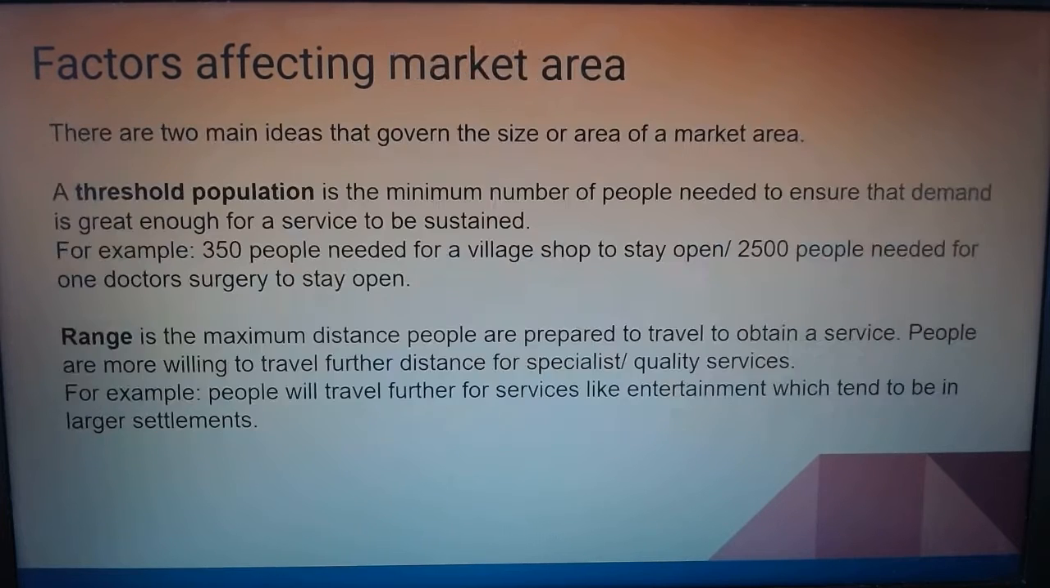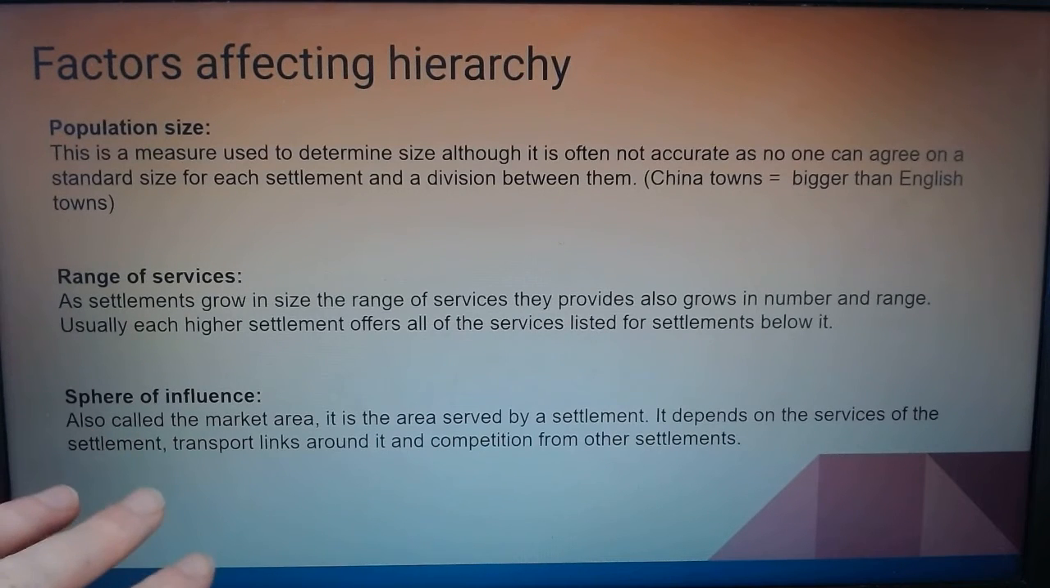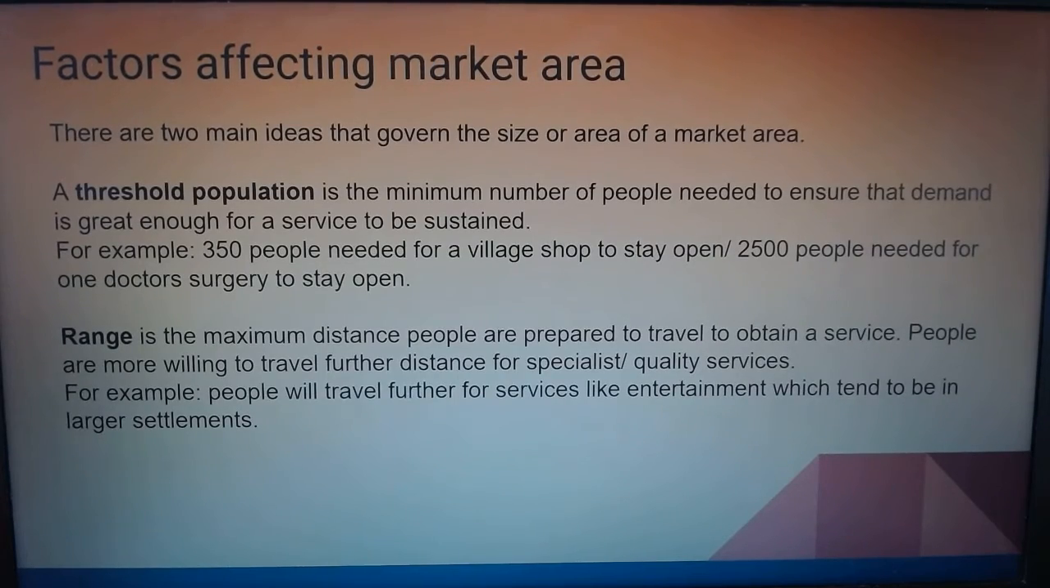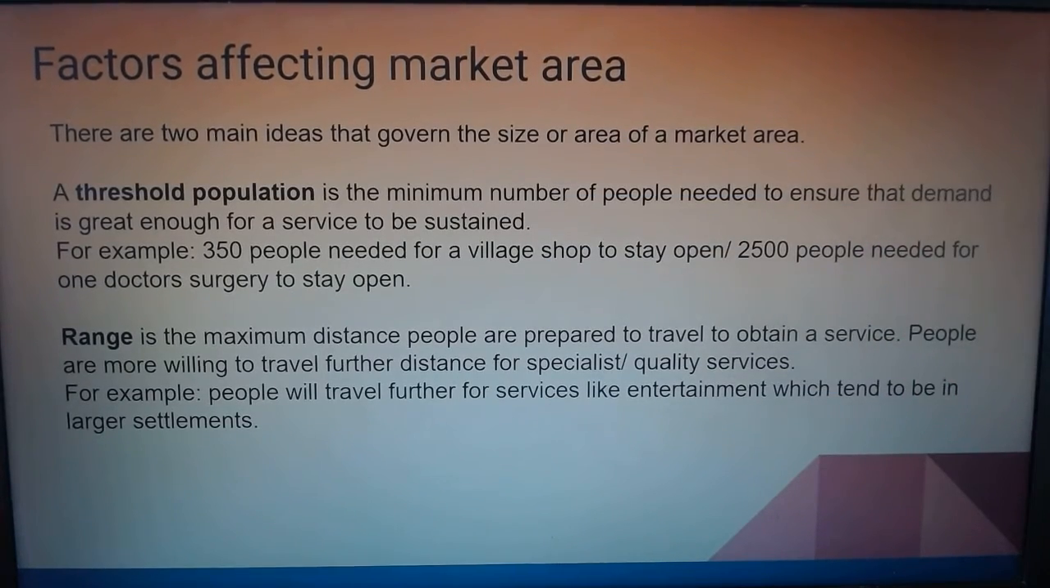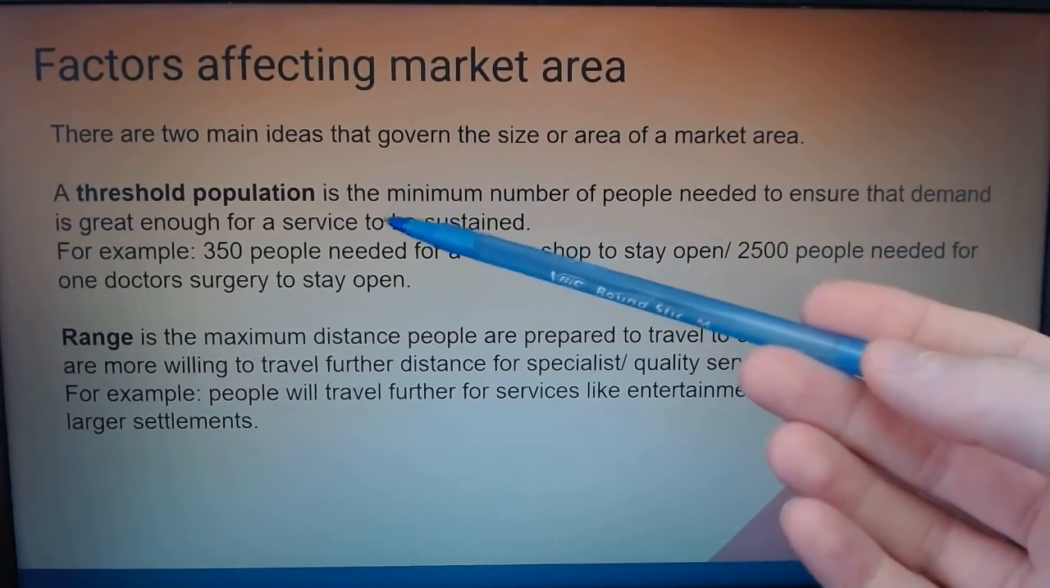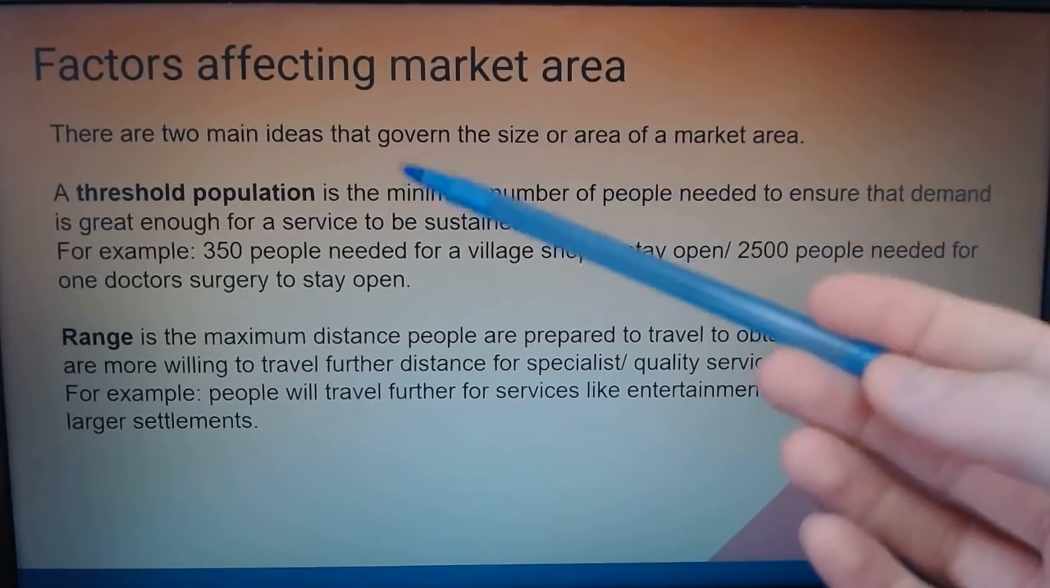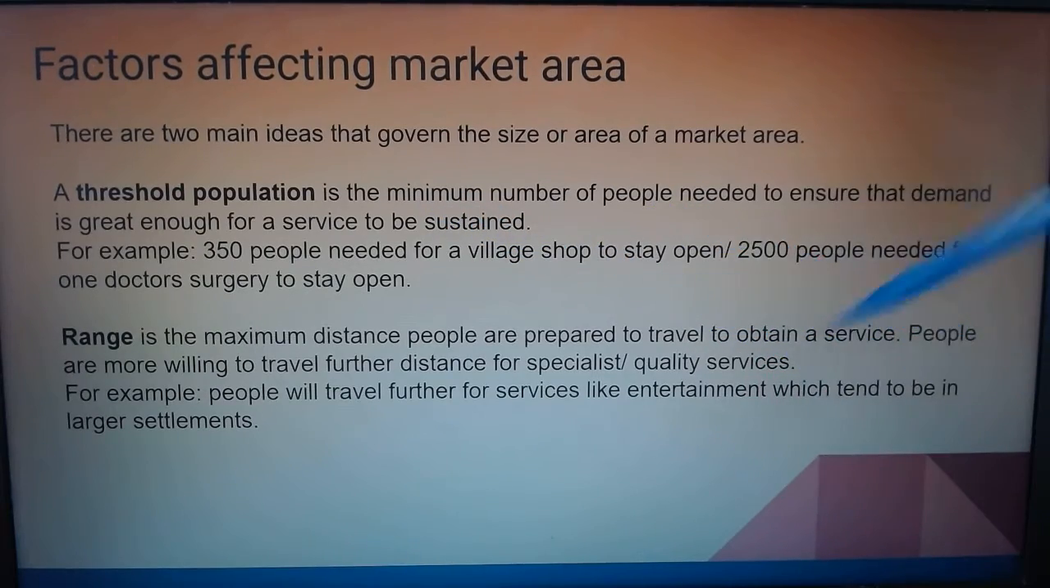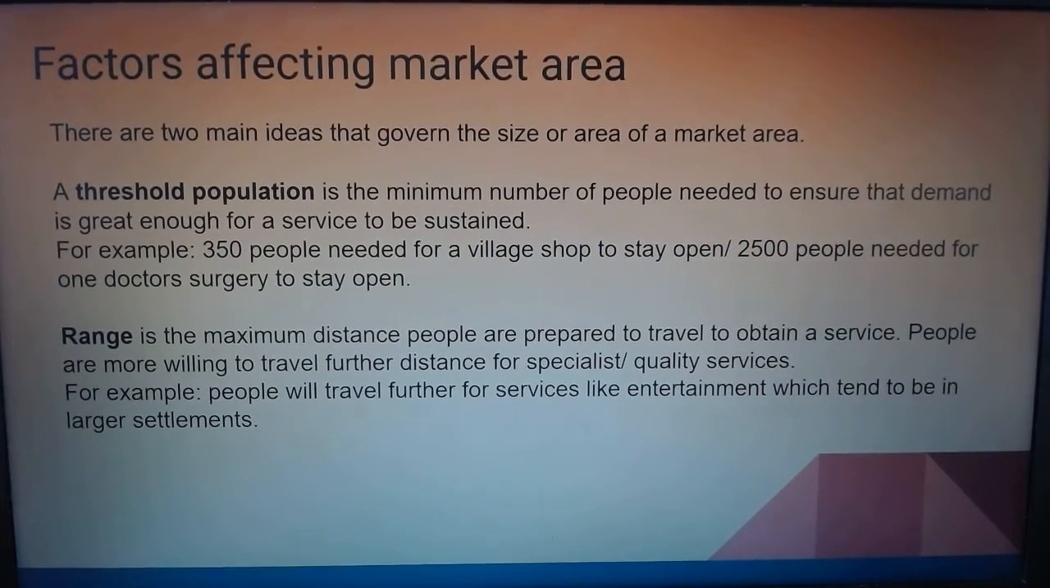All right. There's two factors now that affect our sphere of influence that we need to think about. And we need to write down these two. First of all, there's something called a threshold population. This is pretty simple actually. This is the minimum number of people needed to ensure that demand is great enough for a service to be sustained.